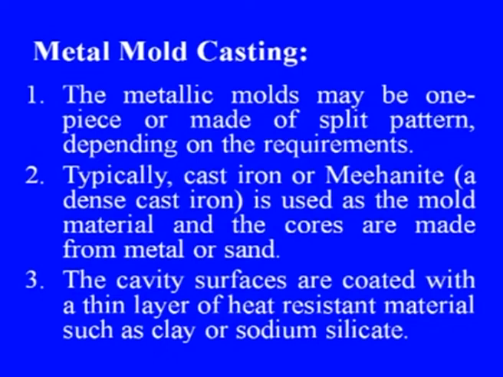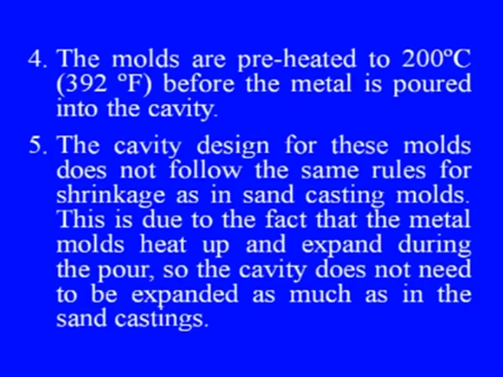Typically, cast iron or meehanite is used as the mold material, and the cores are made from metal or sand. The cavity surfaces are coated with a thin layer of heat resistant material such as clay or sodium silicate. The molds are usually preheated to around 200 degrees Celsius before the metal is poured into the cavity.